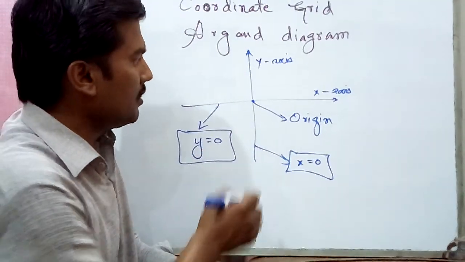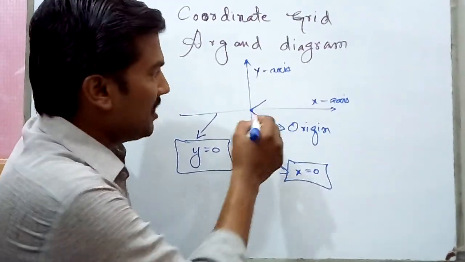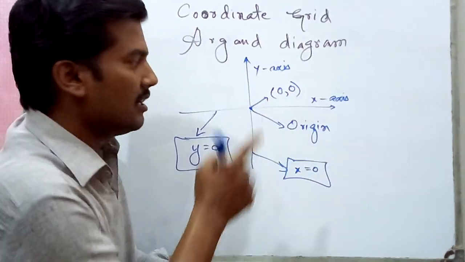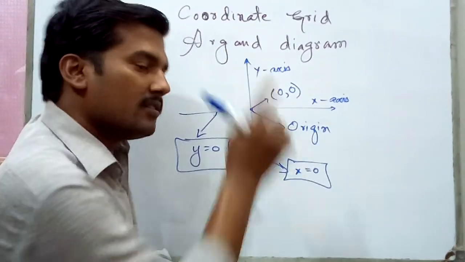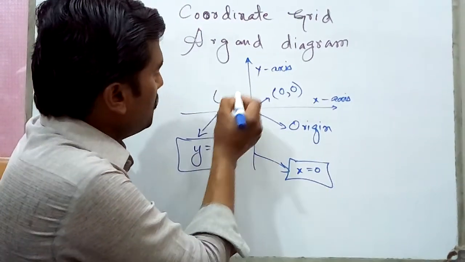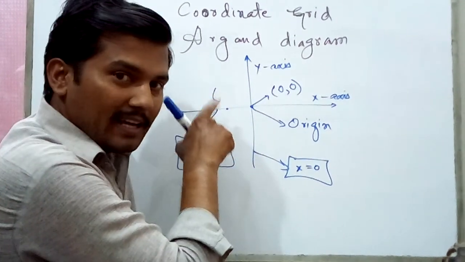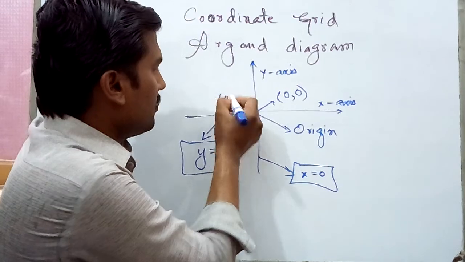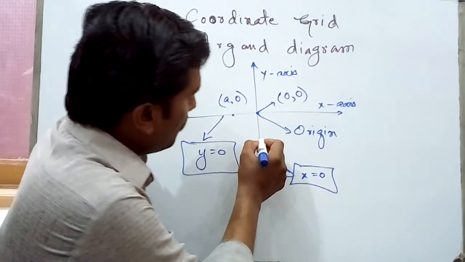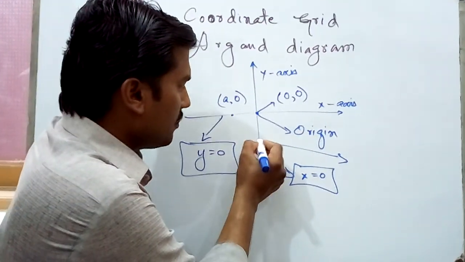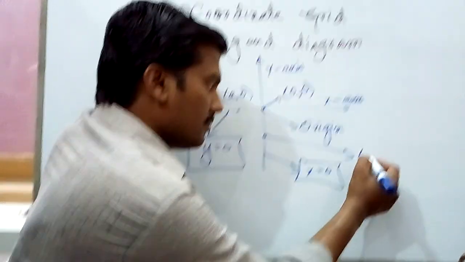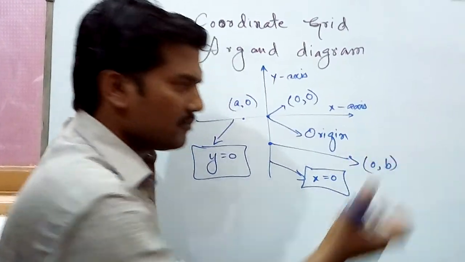Now this is a point, and a point is represented by an ordered pair, that is (0, 0). It means x and y are both 0 here. If I write any point on x-axis, it will be denoted like this: the value of x will be something, suppose a, and y will be 0. And if we take any point on y-axis, x will be 0 and y will be something.